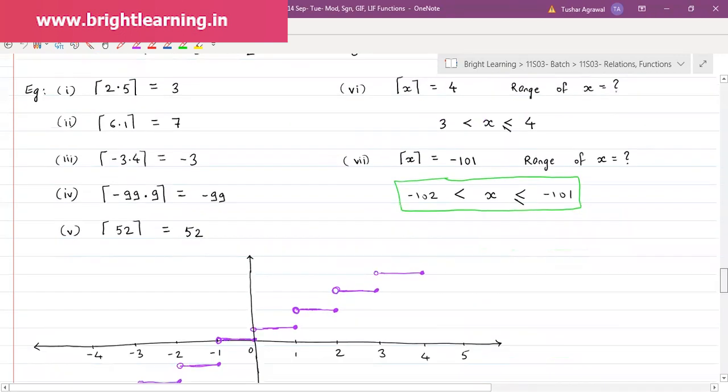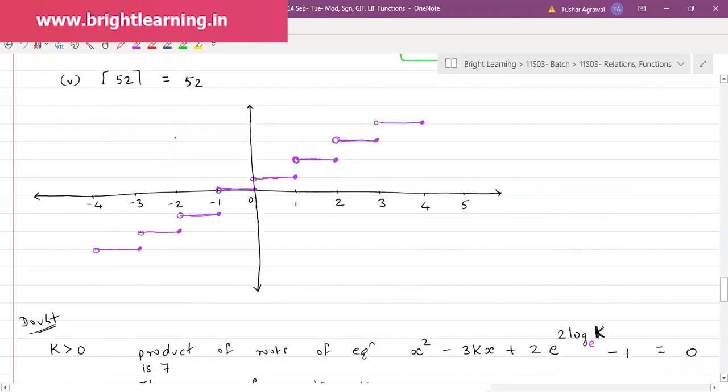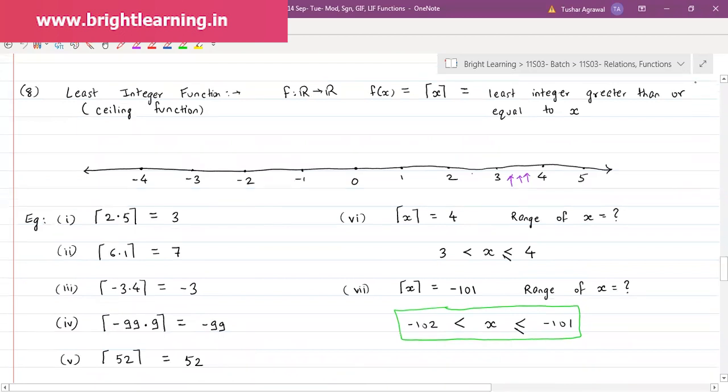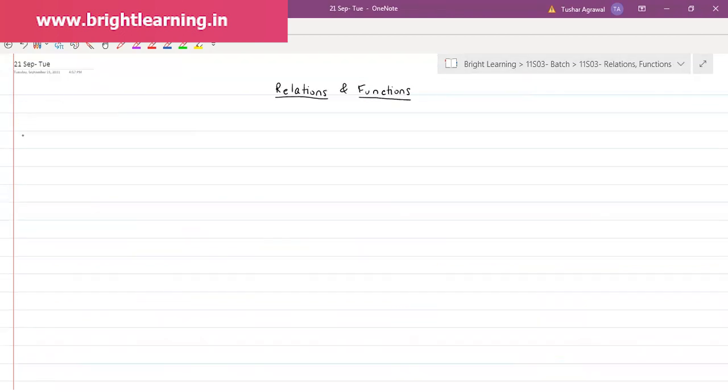For the least integer function, the graph is also like a step, but the word step function is reserved for the greatest integer function. Okay. So up to now, I think we have seen 8 functions. Today, moving ahead, the 9th one is the fractional part of x.